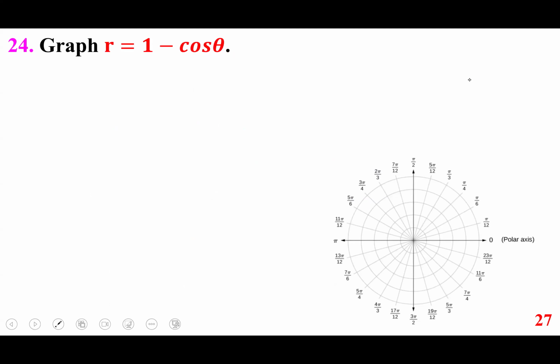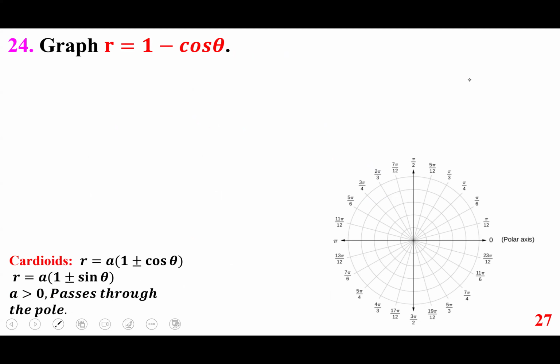Now, we want to graph r equals 1 minus cosine theta. The best course of action is to just plot some pairs, reminding you that r equals a times 1 plus or minus cosine theta is a heart shape called a cardioid. So we make a table of theta and r equals 1 minus cosine theta. Let's go with easy, common arcs.